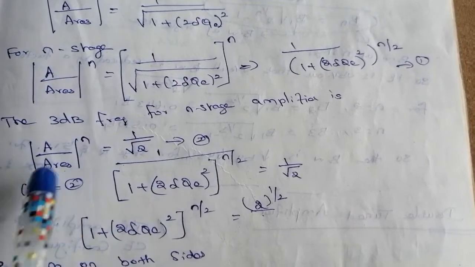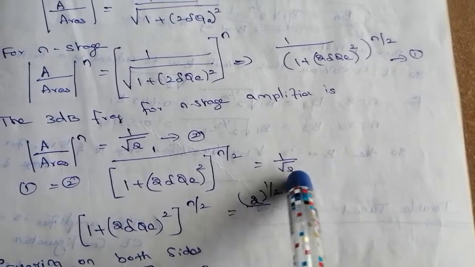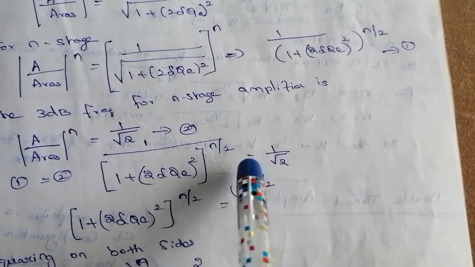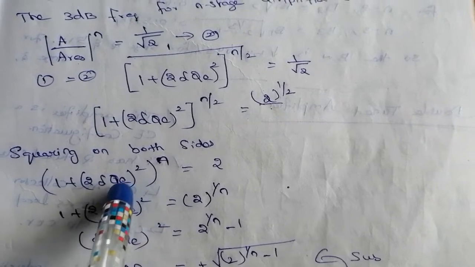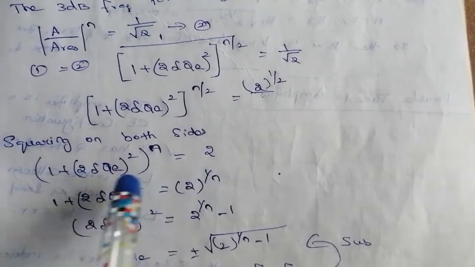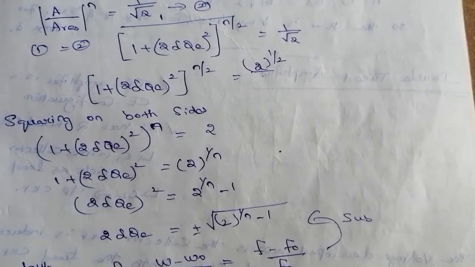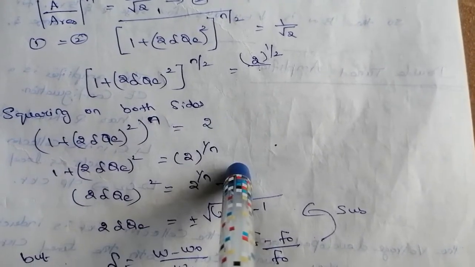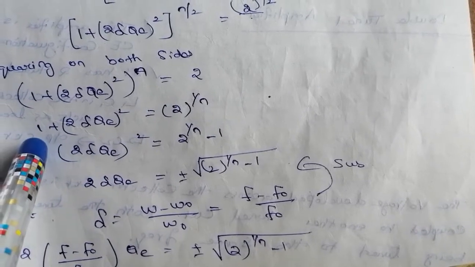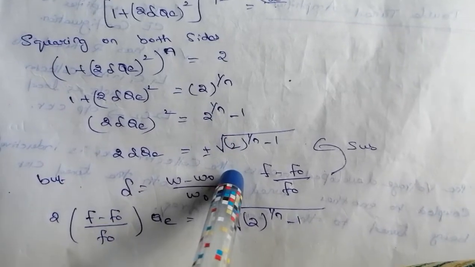Now compare equations 1 and 2. Equation 1 equals equation 2, which is 1 by root 2. The root is removed by applying 1 by 2. Squaring on both sides, we remove this 2. Finally, (1 plus (2 delta Q e) the whole square) power n equals 2. So 1 plus (2 delta Q e) the whole square equals 2 power 1 by n, dividing the power by n on both sides so the n cancels. Now let's move the 1 to this side: (2 delta Q e) the whole square equals 2 power 1 by n minus 1.